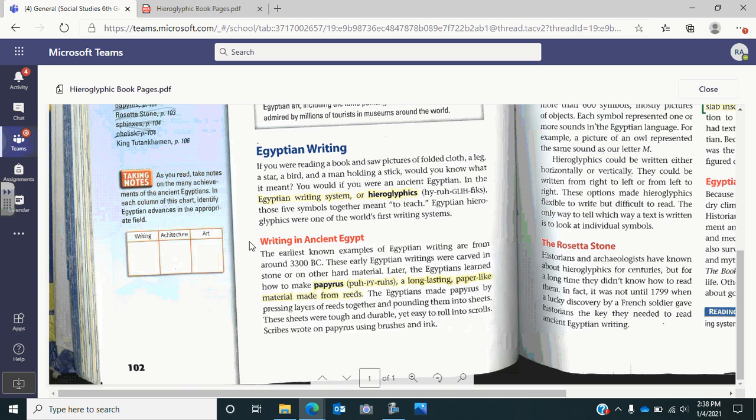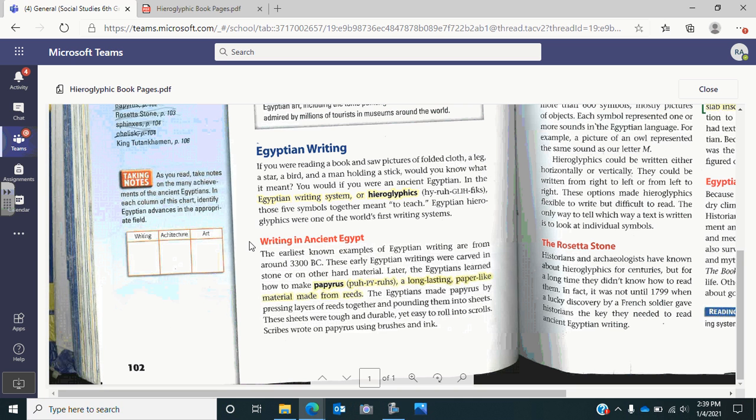Writing in ancient Egypt. The earliest known examples of Egyptian writing are from around 3300 BC. These early Egyptian writings were carved in stone or on other hard material. Later, the Egyptians learned how to make papyrus, which is a long-lasting paper-like material made from reeds. So it was a paper-like material that they wrote on. The Egyptians made papyrus by pressing layers of reeds, which is a type of plant, together and pounding them into sheets. These sheets were tough and durable, yet they were easy to roll into scrolls. They did that so they could store them.